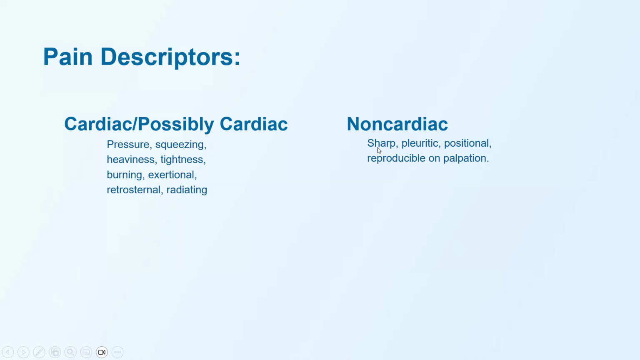Non-cardiac pain is sharp. It may be sharp, it may be pleuritic. It could change with position. For example, in pericarditis, if the patient leans forward, their pain gets slightly better. If they get upright or lie flat, their pain may get worse. Or it could be reproducible on palpation, such as costochondritis pain. If you palpate the costochondral joint, they would have worsening of the pain they were experiencing, or in other words, tenderness at the costochondral joint.